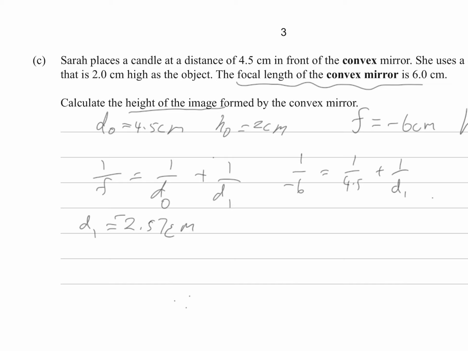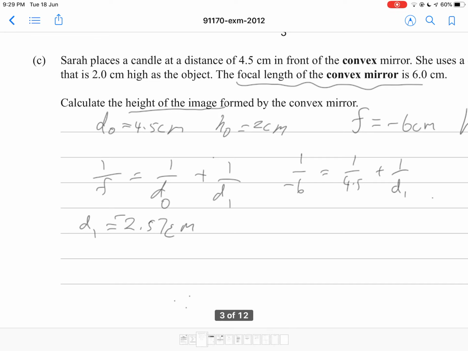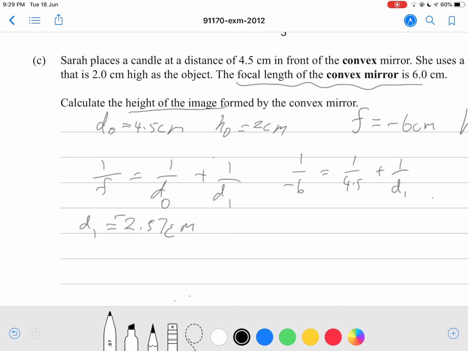You also have to remember that in a concave lens, the focal length is negative. So convex mirror and concave lens are negative. And the convex lens is positive focal length, and the concave mirror is positive focal length. So you have our DI equals negative 2.57 centimeters.